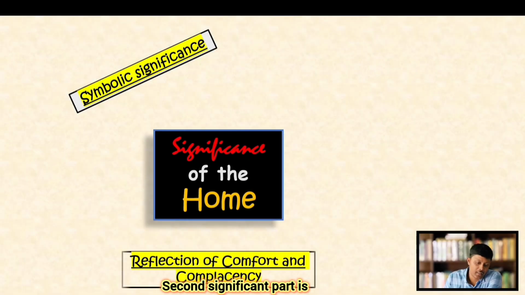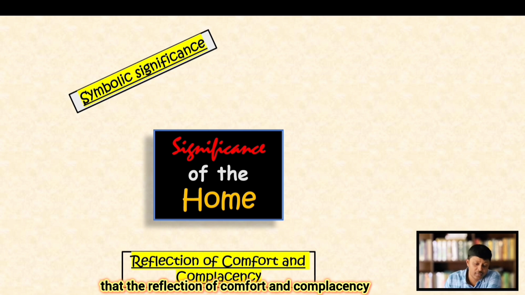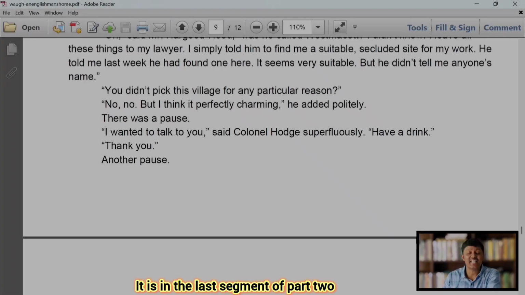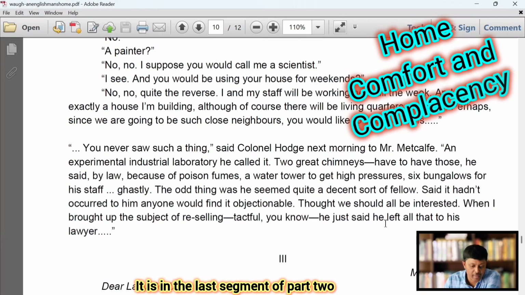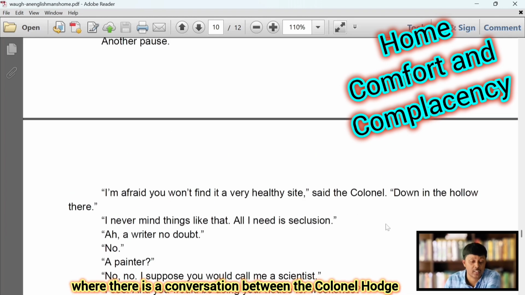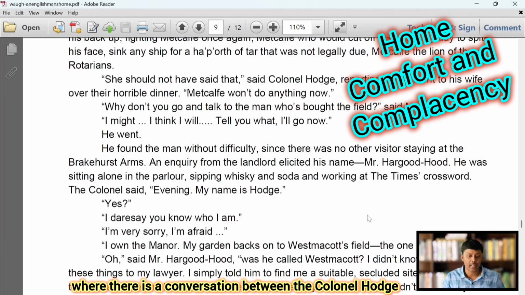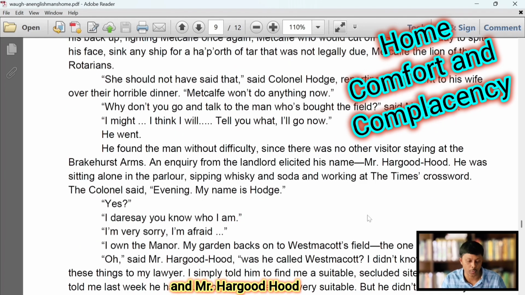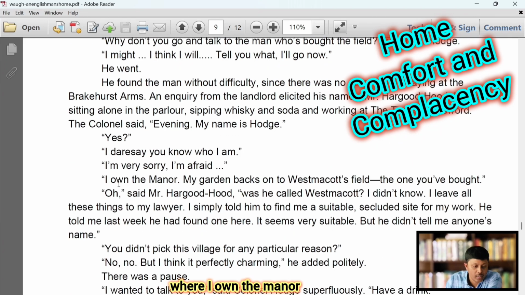The second significant part is the reflection of comfort and complacency. It is in the last segment of part two, where there is a conversation between Colonel Hodge and Mr. Hargood. So this is the conversation where I own the manor.